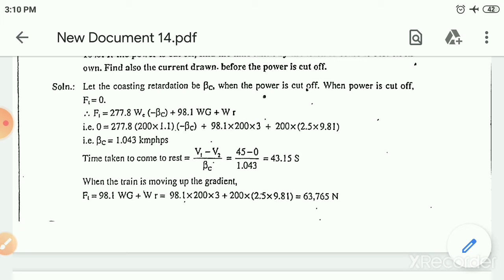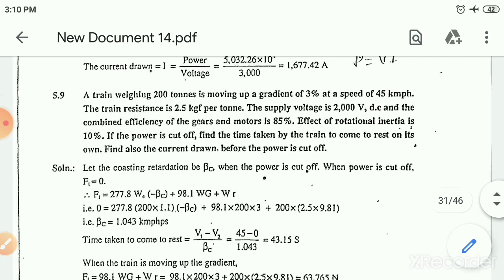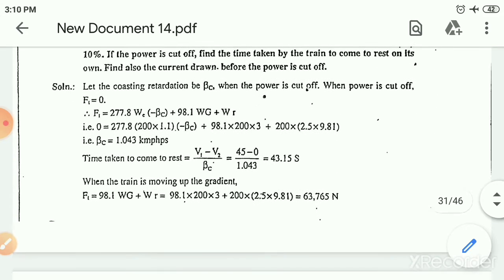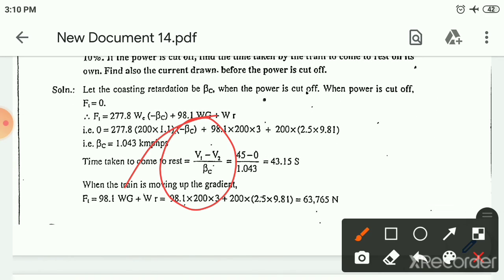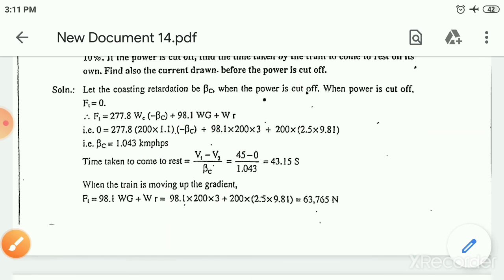So the time taken to come to rest, from the derivation, is T equal to V1 minus V2 divided by beta C. V1 is the speed 45, V2 is 0, divided by beta C. The time taken to come to rest is 43.15 seconds here.